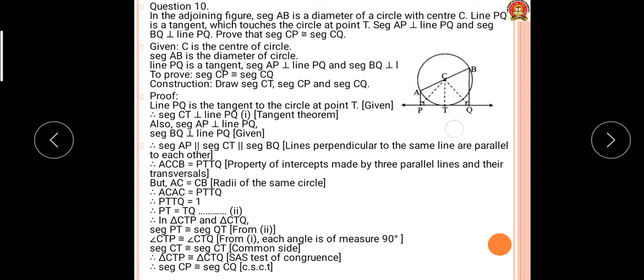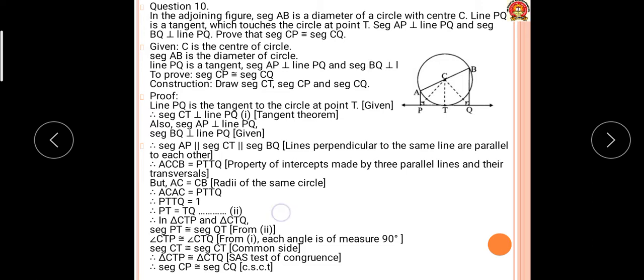AP, CT, BQ. Three lines are parallel to each other and this is the transversal. So what can we write? PT upon TQ. AC upon CB is equal to PT upon TQ by the property of intercepts made by the three parallel lines and their transversal, and therefore AC is equal to CB because they are radii of the same circle.